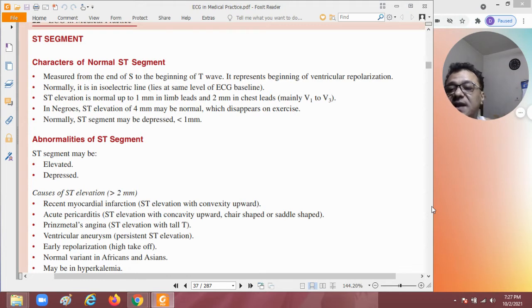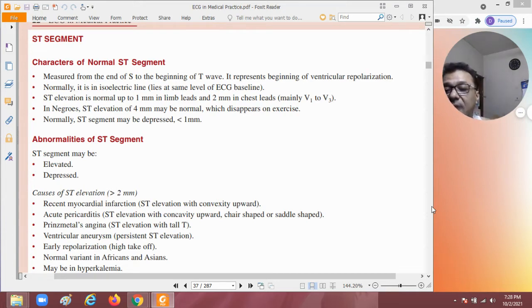In which leads is ST elevation important? The limb leads and chest leads, in which the chest leads are V1 to V3. Why V1 to V3? Why not V4, V5 and V6? If ST elevation in V4, V5, V6 is not associated with other pathological changes and the patient is young, we think of early repolarization or high takeoff.